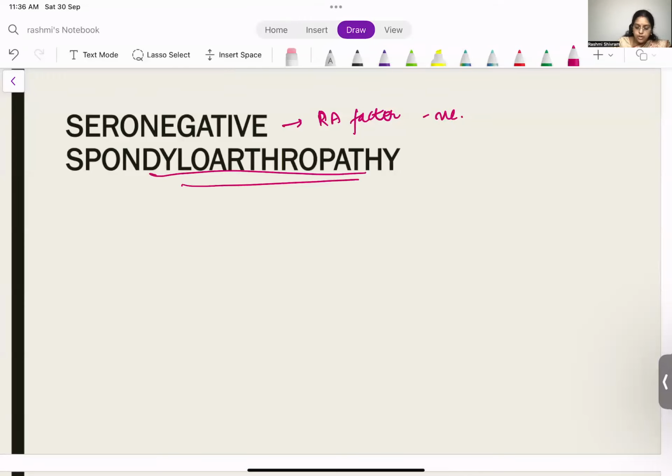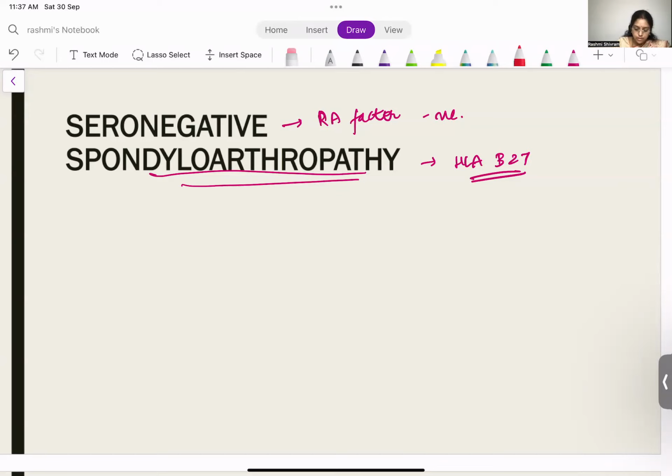The patients with spondyloarthropathies have the presence of HLA-B27. They are commonly associated with HLA-B27. Each autoimmune disease will be associated with one type of HLA. So these spondyloarthropathies are associated with HLA-B27. This is a very important MCQ point. HLA-B27. Now, what are the types of this spondyloarthropathy?